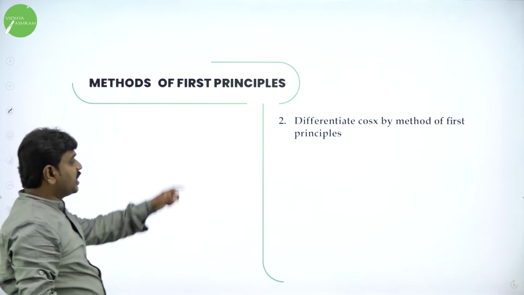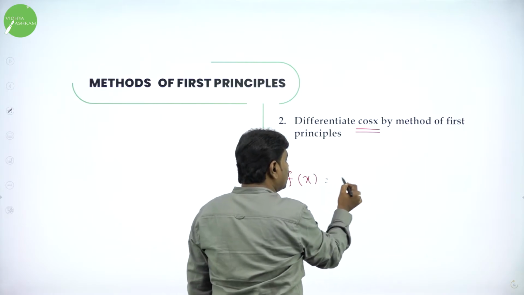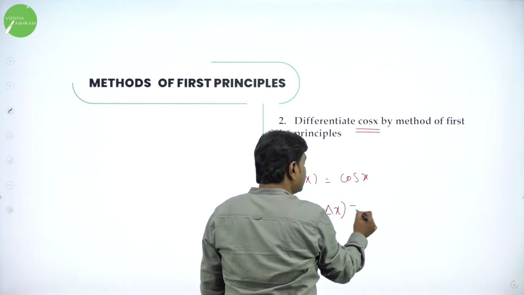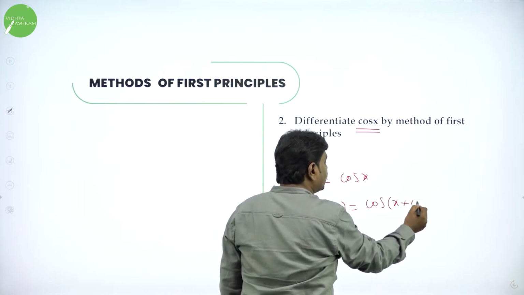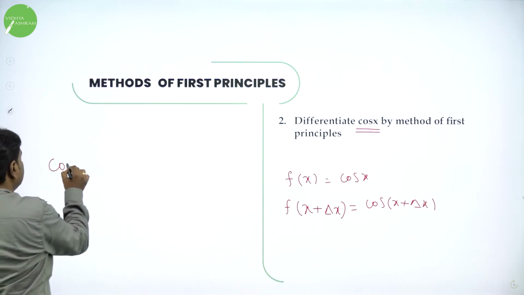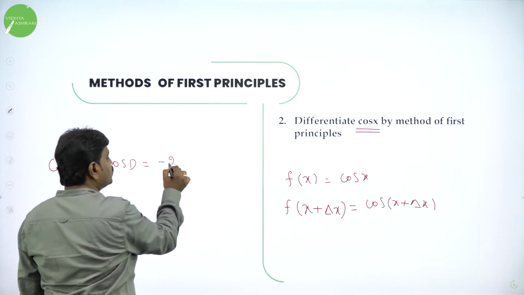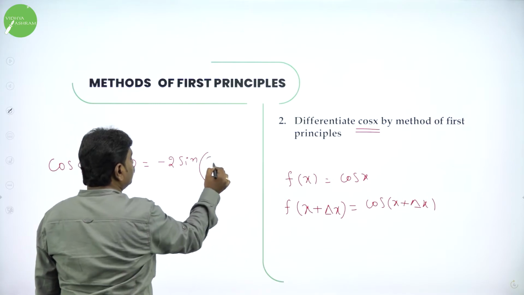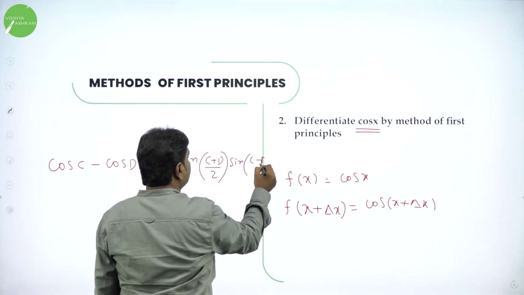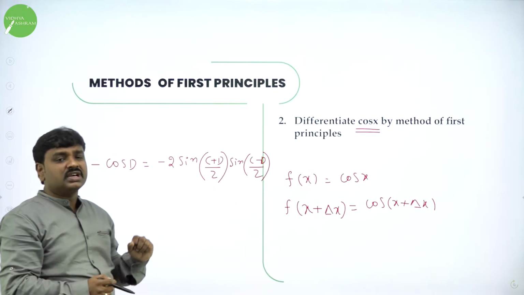This is the first trigonometric function we have done by first principles. My dear students, I am expecting you to do cos x by yourself. So what are the methods? Take f of x as cos x, and take f of x plus delta x as cos of x plus delta x. And the hint you require is that you need to know cos c minus cos d. Like there I taught you sin c minus sin d, here you will get the situation cos c minus cos d. Cos c minus cos d is minus 2 sin c plus d by 2 into sin c minus d by 2.